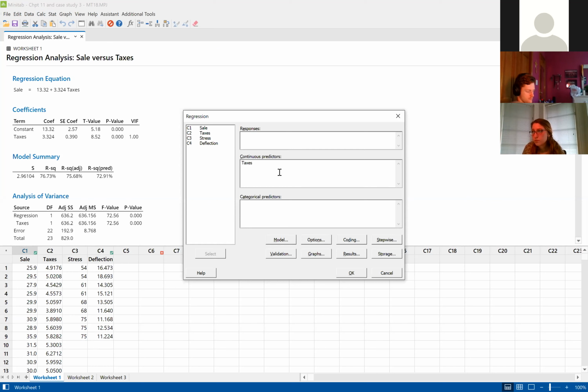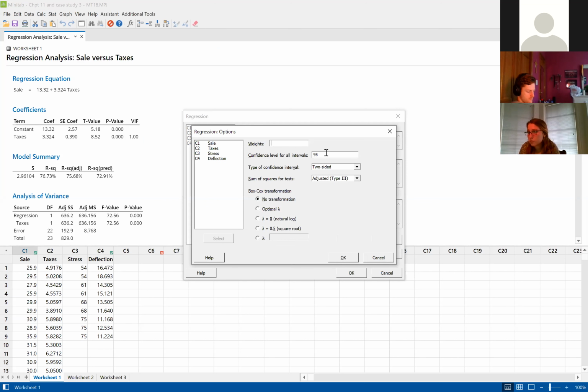I want to delete these variables there. So again, my response is the deflection, so that's C4, so I select deflection as my response. The predictor is stress. I select that for my stress categories. It is a 95% confidence interval, so I don't need to change anything for that. But I go ahead and double check that it's there.